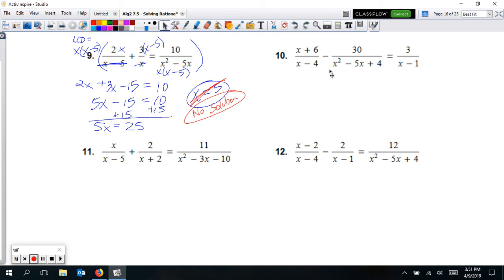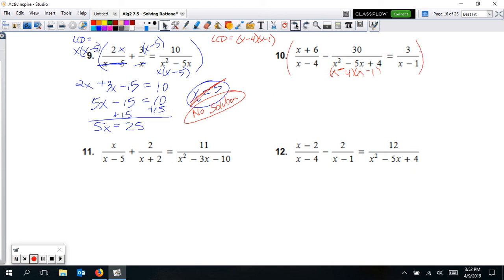All right, so number 10, our LCD. We notice we have a trinomial in this second fraction. We're going to have to factor that into two binomials. So just using the simple method, what two numbers multiply to give you 4 that add to give you 5? That's just going to be 4 and 1. So this is going to be x minus 4, x minus 1. They're the same sign, they're both negative. That's why it's a negative 4 and a negative 1. And that's what we have over here. We have an x minus 4 and an x minus 1, so that means that this is the common denominator. That is our LCD. So we can just say x minus 4, x minus 1 is our LCD.